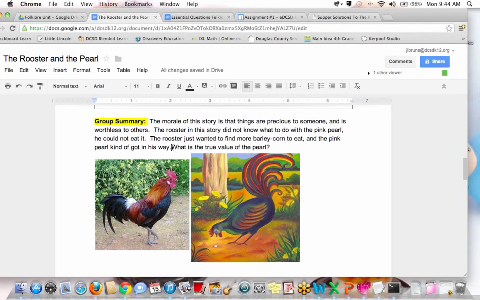So, what is the true value of the pearl? The true value of the pearl to the rooster is nothing. The true value of the pearl, if maybe the farmer had come along and found it, would be quite different. Do you agree? Yay! Okay, so I'm getting some yeses. I agree. And a couple, I love that song. All right, that's great. Hopefully you can listen to that song now and think about this particular folk tale.